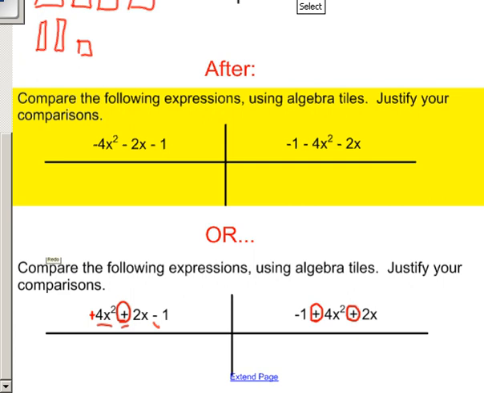So that's one thing you could do, because then you have 4x squared tiles that are positive, 2x tiles that are positive, and 1 negative 1 tile. Our calibration's a little off. Therefore, it gives you a little bit of color, and had you seen it when the algebra tiles were working, it would change things a little bit.